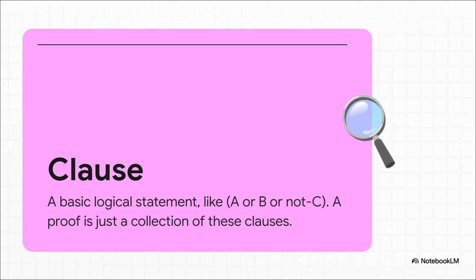Okay, so to get there, we need to agree on a basic building block. In logic, we call this a clause. Just think of it as one rule in the puzzle, something like A or B or not C. The whole puzzle is just a big collection of these clauses, and they all have to be true at the same time for the whole thing to work.